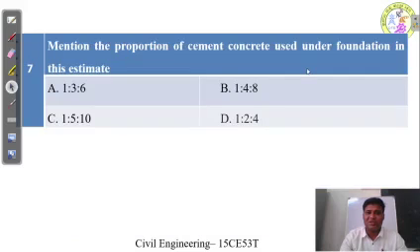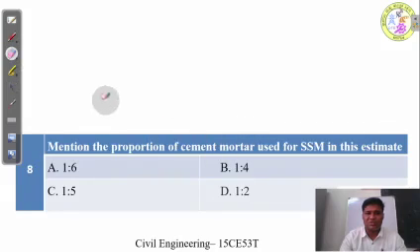Mention the proportion of cement concrete used under foundation in this estimate. That is, what is the cement concrete we have used for PCC? Is it A, 1 is to 3 is to 6, B, 1 is to 4 is to 8, C, 1 is to 5 is to 10, or D, 1 is to 2 is to 4? The right answer is D, 1 is to 2 is to 4, the proportion we have used for PCC in this foundation. Mention the proportion of cement mortar used for SSM in this estimate. Is it A, 1 is to 6, B, 1 is to 4, C, 1 is to 5, or D, 1 is to 2? The right answer is A, 1 is to 6, the proportion generally used for sandstone masonry.